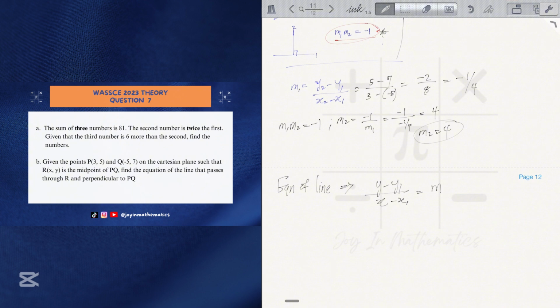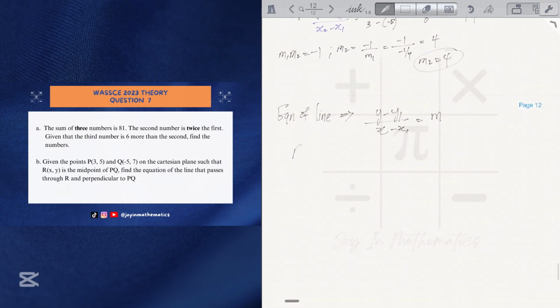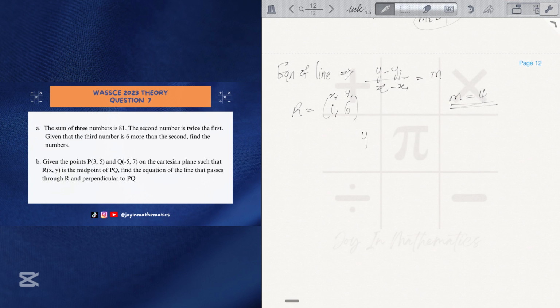Now the x1 comma y1 is the midpoint of the line. So we are saying r, which is 1 comma 6, and this will be x1 and this will be y1, and m now is equal to 4. So if you substitute the values of x1, y1 and m, y minus y1, which is 6, over x minus x1, which is 1, is equal to 4.